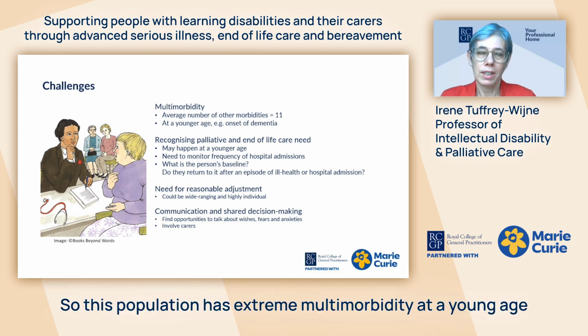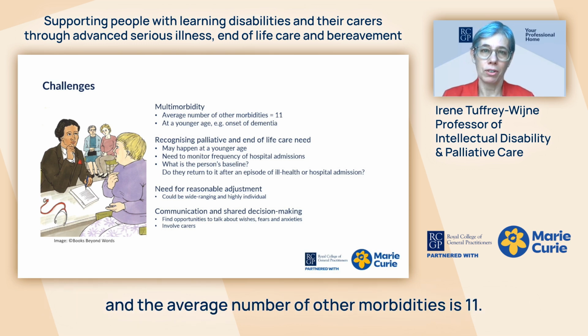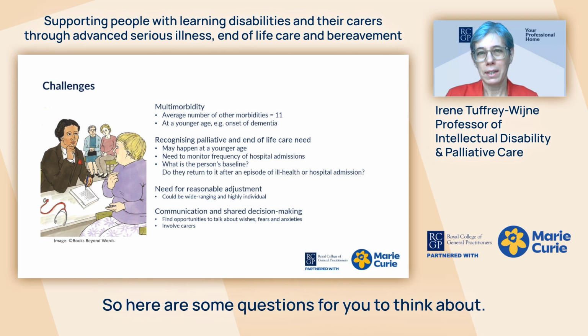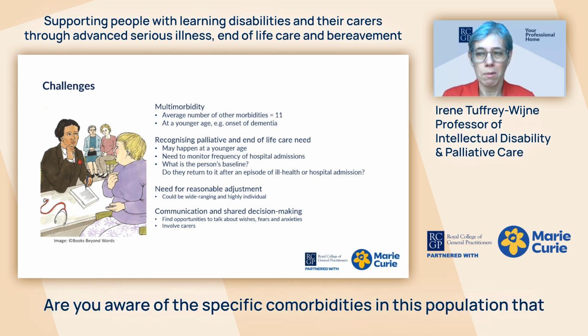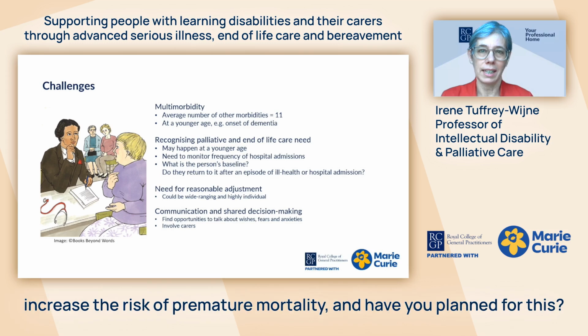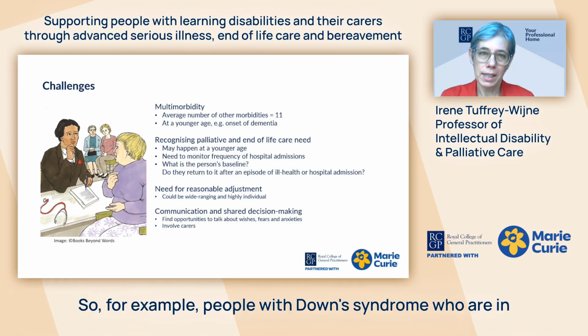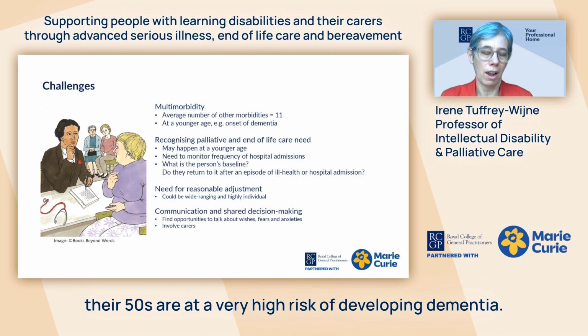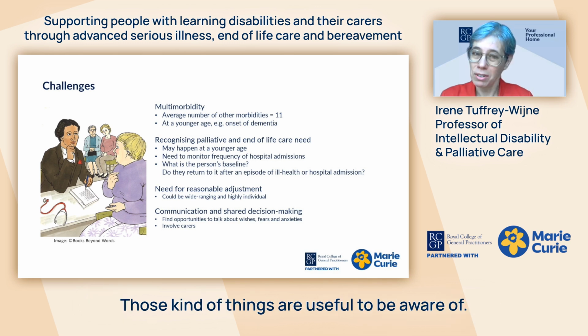There are many challenges, but here are some of the key challenges to be aware of. This population has extreme multimorbidity at a young age, and the average number of other morbidities is 11. So here are some questions for you to think about. Are you aware of the specific comorbidities in this population that increase the risk of premature mortality, and have you planned for this? For example, people with Down syndrome who are in their 50s are at a very high risk of developing dementia. Those kinds of things are useful to be aware of.